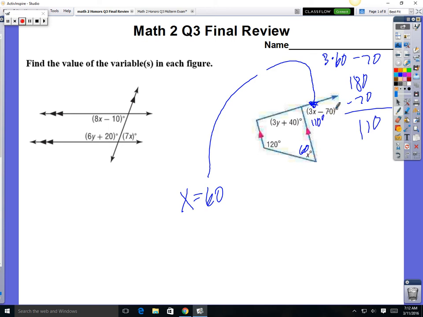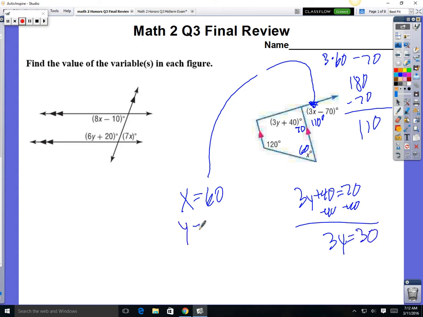Okay, now if I know x is 60, I'm going to take it and plug it in right here. So that's 3 times 60 minus 70, and that is 180 minus 70, and that is 110 degrees. So this angle is 110. I know this angle adjacent to it is a linear pair. They've got to add and give you 180, so this one has to be 70, because 70 plus 110 is 180. So the 3y plus the 40 has got to give you 70. So minus 40, minus 40, 3y equals 30. So that means y has got to be 10.